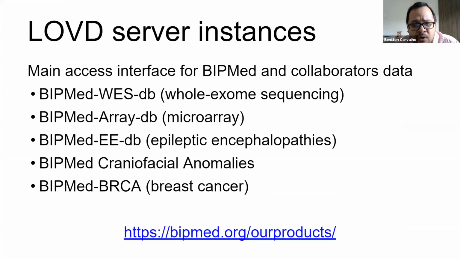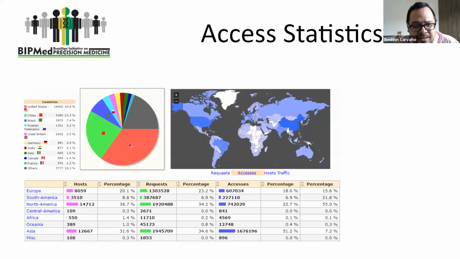Our databases have been initially distributed through these LOVD instances. They are databases that are getting data from different phenotypes. They not only have data on reference subjects, but also on specific phenotypes. And one tiny detail that I would like to share is that most of the traffic that we are getting on those databases is coming through the United States and China, and Brazil appears only in 3rd place on that ranking.